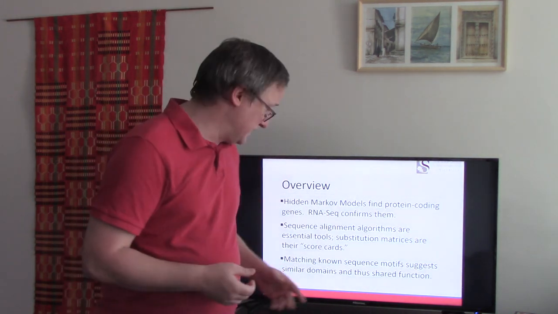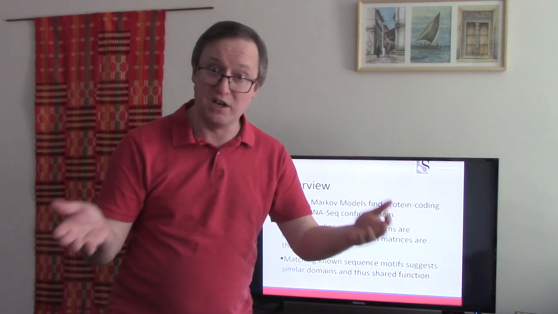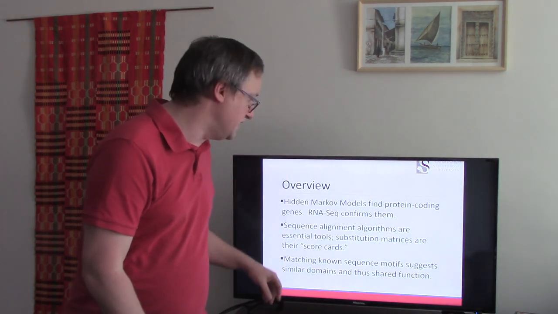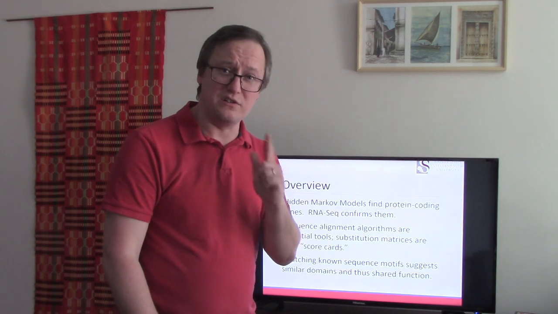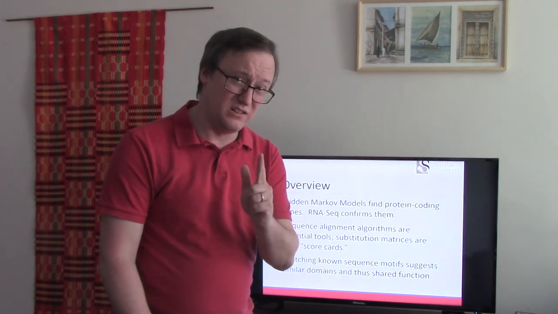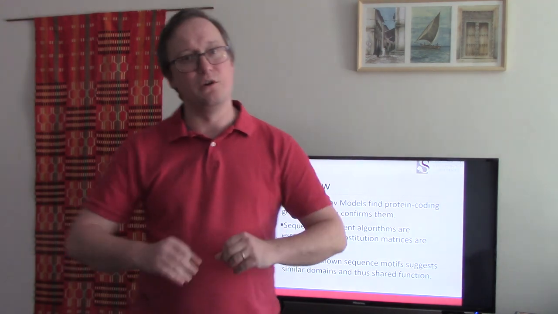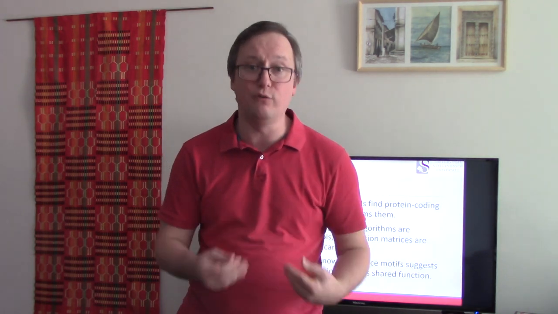In the end, we're going to suggest that being able to match a known sequence to a novel sequence, like a bit that's been assembled out of DNA sequencer reads, suggests shared motifs that suggest shared domains, and those shared domains imply shared function. So given that something looks like a protein coding gene, we can frequently discover that it has sequence homology to other known proteins that have known function.